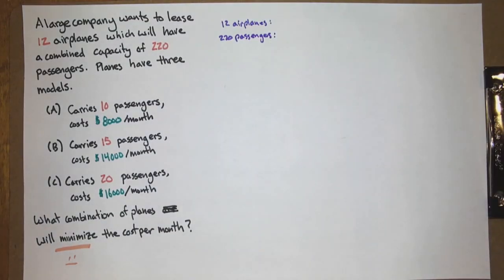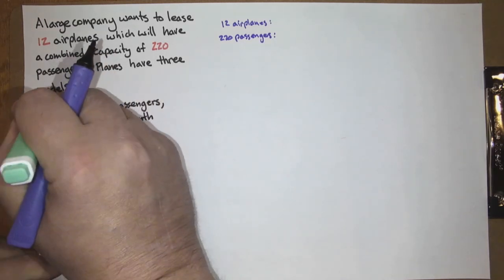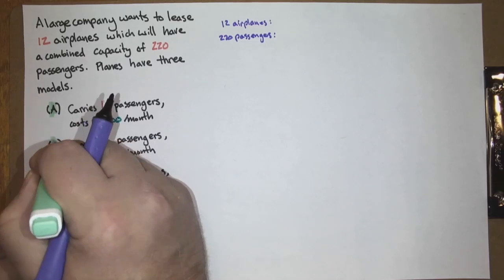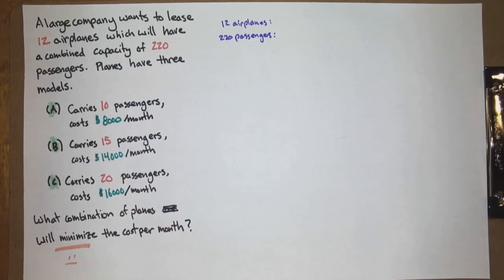So let's figure out what that tells us. Well, we have 3 models, right? So that means there's 3 choices to make. So I can pick how many of A, how many of B, and how many of C. So I'm going to go ahead and just use what we have for the symbol. I'm going to let A, B, and C represent how many of each plane we're trying to get.